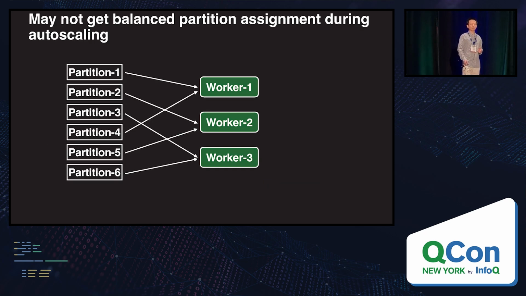Auto-scaling can help improve the cost efficiency and reduce the operation burden. Let's assume initially we have 6 partitions assigned to 3 workers. Each worker gets 2 partitions. We get a well-balanced workload assignment.